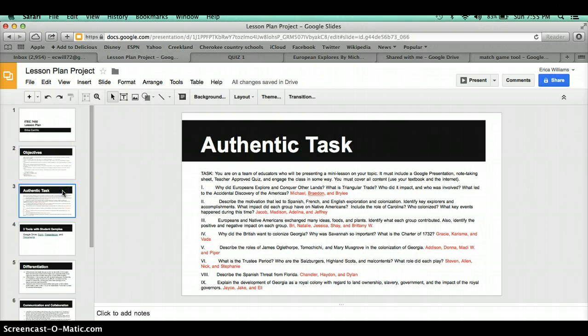It was an authentic task, in that you can read it there. It says your team of educators will be presenting a mini lesson on your topic. It must include a Google presentation, note-taking sheet, teacher-approved quiz, and engage the class in some way. You must cover all content using your textbook and the internet. I also provided students with the georgiastandards.org teacher notes for their topic.